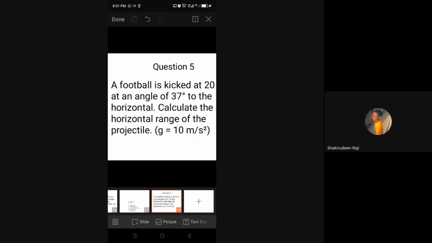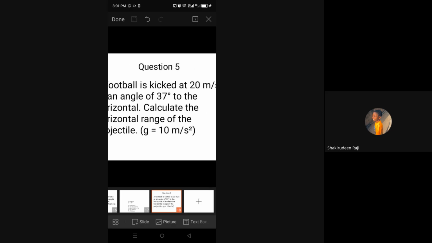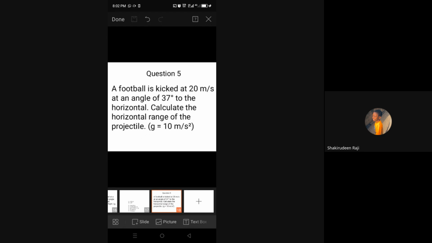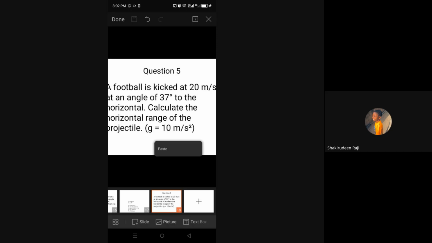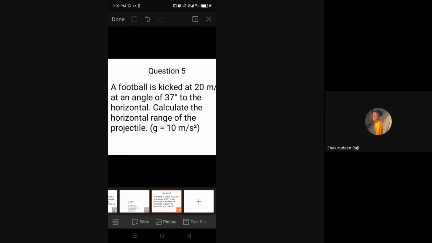A football is kicked at 20 meters per second. That is the velocity, 20 meters per second at an angle of 37 degrees to the horizontal. Calculate the horizontal range of the projectile. Very simple question.